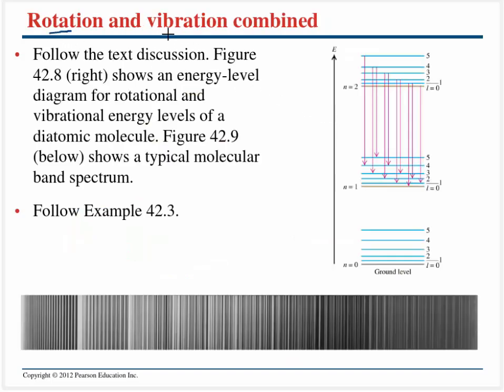Now, keep in mind that we can have both rotation and vibration combined, and the result is, frankly, a mess. So I'll talk about it briefly, but I'm not going to have you do anything with it. You can see if we have the energy levels n is equal to 2, 1, and 0, and then we have the L is equal to 0, 1, 2, 3, 4, 5 energy levels, we can have all sorts of transitions going on right here. And the result is, if we were to look at the spectra, we're going to see a whole bunch of different frequencies that are associated with all of these different transitions.